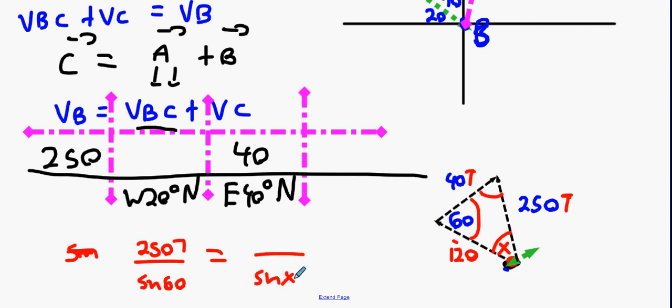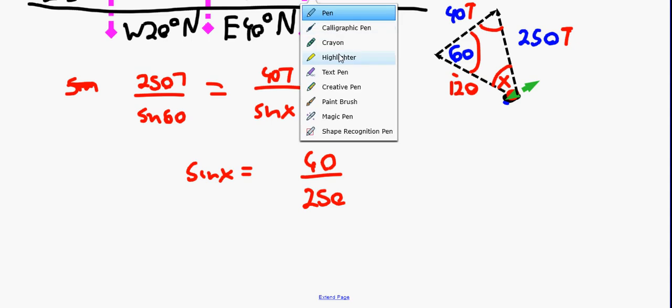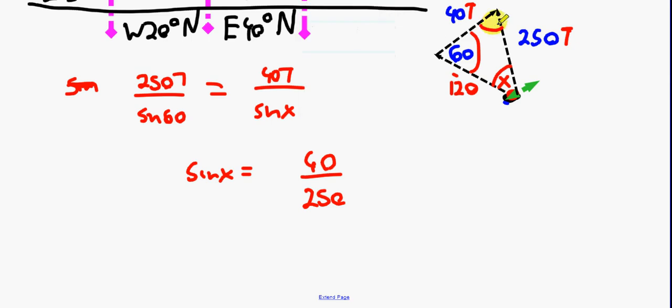Sine x over 40t. The t's will cancel, won't they? And I'll have access to what sine x is. So sine x is 40 over 250. Then you're successfully able to get that angle. So you'll be able to find out all three angles of the triangle, and then you'll be able to put your answers together. Sorry for running out of time. I'll fix it up tomorrow, okay?